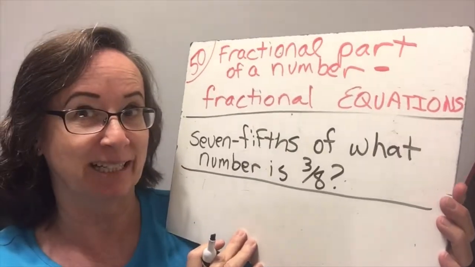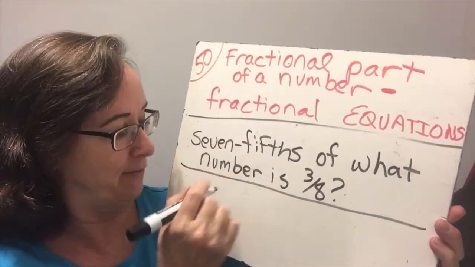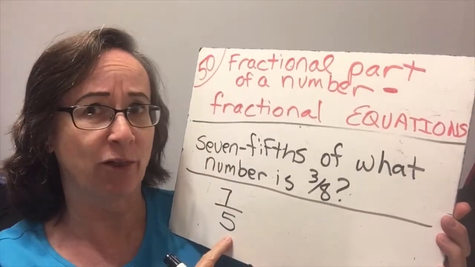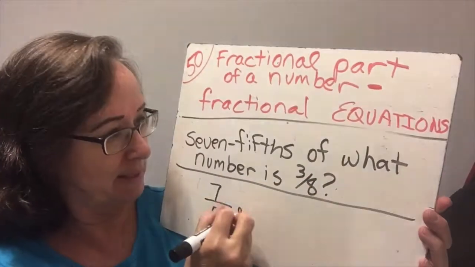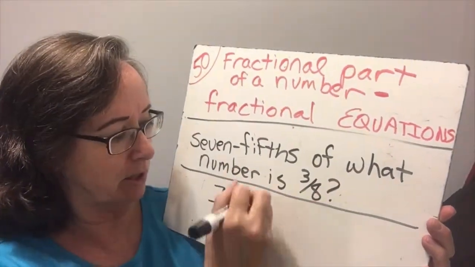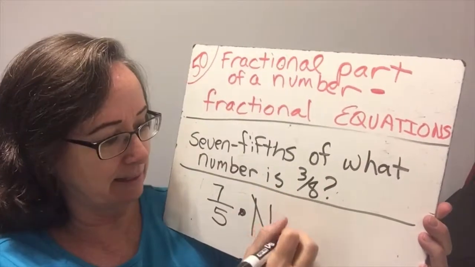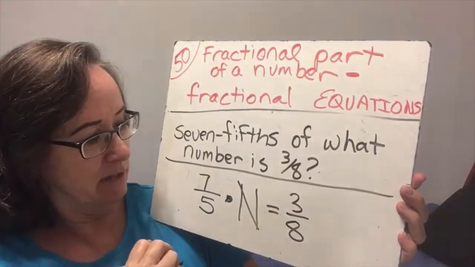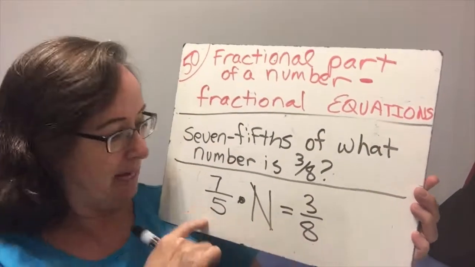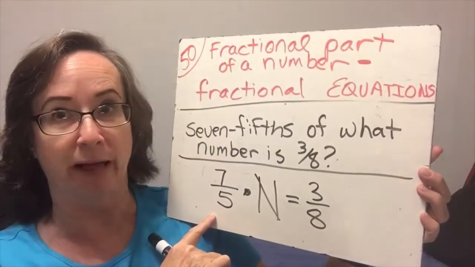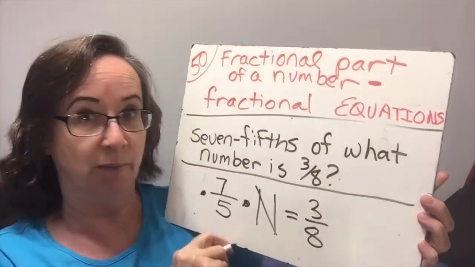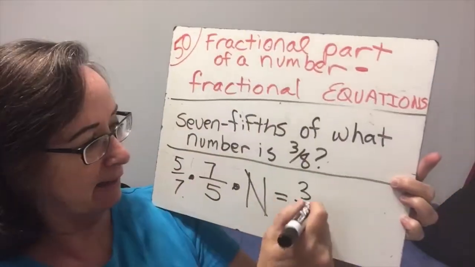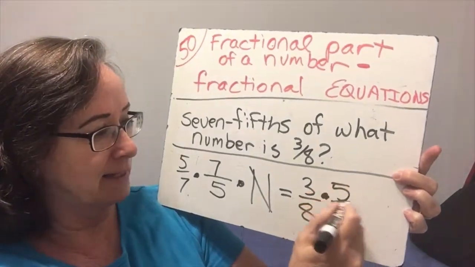Okay, first thing we're going to do is get it into an equation. 7/5. Notice that 7/5 is actually bigger than 1. Of means times. What number, we'll just call that n, is our equal 3/8. Okay, so now we're trying to get the n by itself, and we have this fraction over here, 7/5, bothering our n. So we're going to multiply by the reciprocal. So we're going to have 5/7, and over here, 5/7.